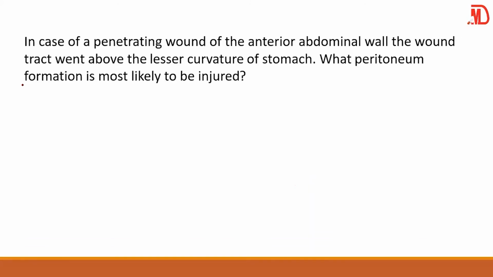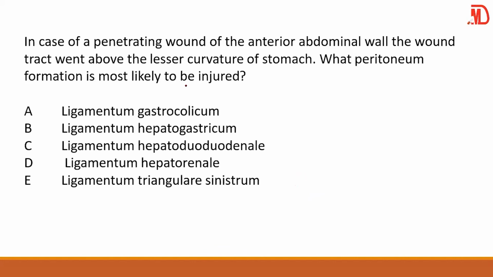In the case of penetrating wound of the anterior abdominal wall, the wound track went above the lesser curvature of the stomach. Again, our favorite question. Lesser curvature of the stomach. So what peritoneal formation is most likely to be injured? From the options over here, definitely we are going to look at what? At the hepatogastric ligament.